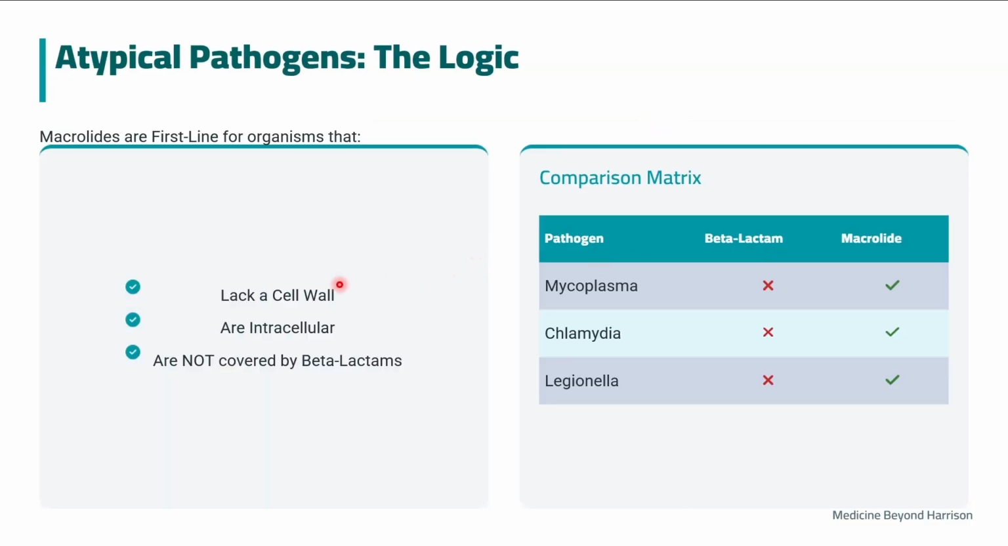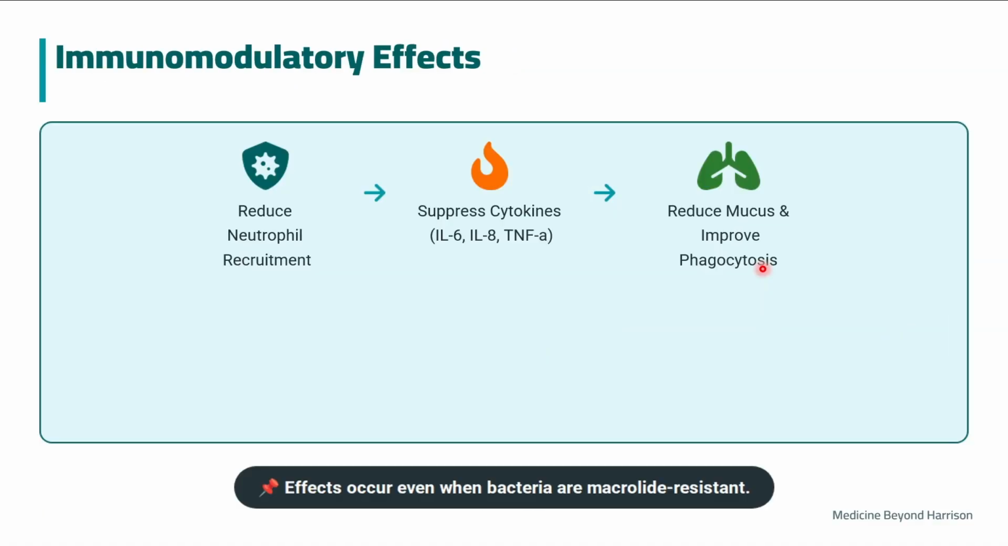For atypical pathogens, macrolides are the first line of choice, for organisms that lack a cell wall and organisms that lie intracellularly and are not covered by beta-lactams. For all these, macrolides are one of the first choices. So it covers Mycoplasma, Chlamydia, and Legionella. All these three are not covered by beta-lactams. This again reinforces the usage of a beta-lactam along with a macrolide in the treatment of community-acquired pneumonia.